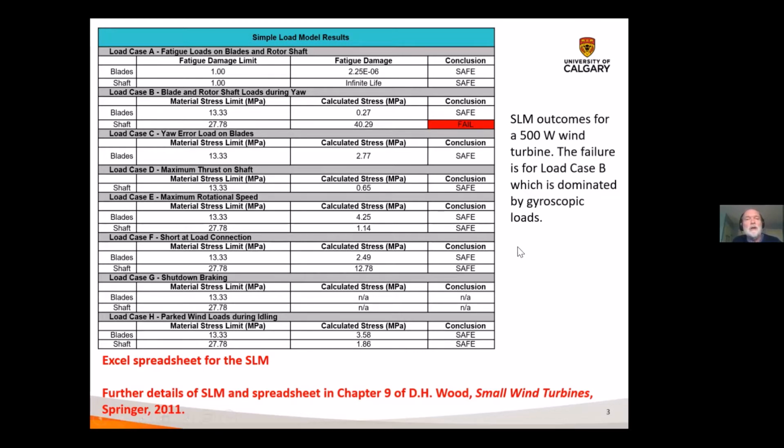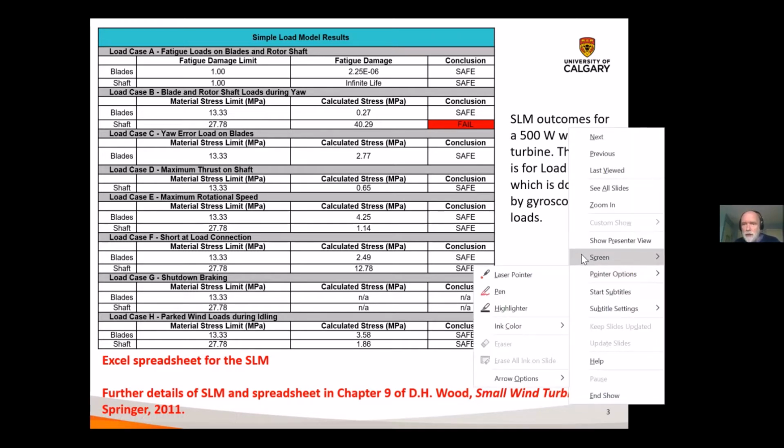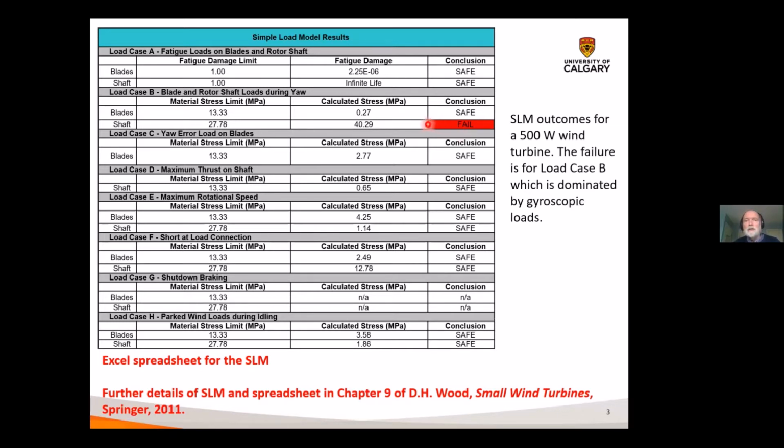What you see on the screen here are the outcomes from the simplified load model for a 500-watt, 3-bladed wind turbine. I'll show you some field test results for that in a while. That turbine has never failed, despite the fact that the simplified load model indicated that there was a failure. I'm just looking for my pointer option, so I'll go to the laser pointer. It indicated that there was a failure in load case B, which is basically the load case that deals with the yaw motion of a small wind turbine.